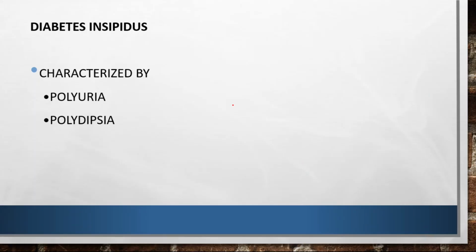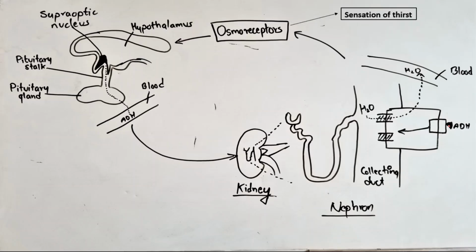It is characterized by polyuria and polydipsia. So when the ADH cannot function, there is no formation of these aquaporin channels. When there is no formation of aquaporin channels, water cannot get reabsorbed, and this water will get excreted through urine. So an unusual amount of urine is formed, and that is known as polyuria. And as this water cannot get into the blood, the blood osmolality is increased. It is sensed by the osmoreceptors, and they will increase the sensation of thirst, and the person tends to drink more water, which is known as polydipsia.